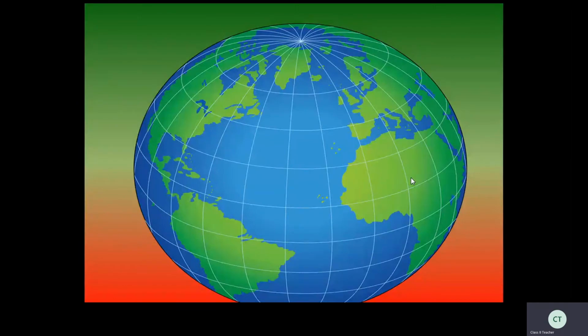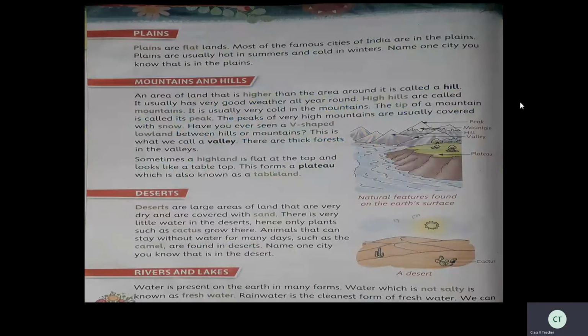Now let us learn more about different landforms. So first one is plains. Plains are flat lands. Most of the famous cities of India are in the plains. Plains are usually hot in summers and cold in winters. Name one city you know that is in the plains. So plains are flat lands. There are no ups and downs. It will be very straight.